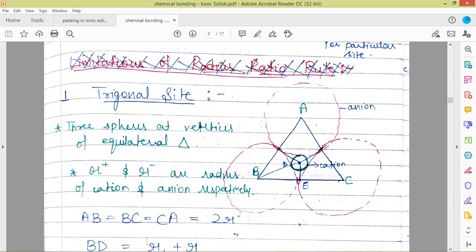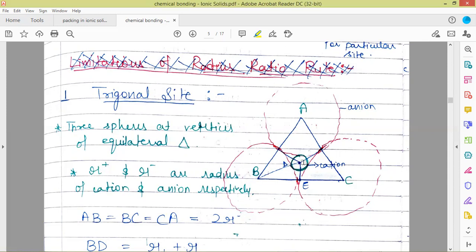BE is the radius, BD is also the radius. BE is the radius of anion, BD is the radius of cation plus the radius of anion. If you can see, this particular length, from this point to D point, is the radius of cation, and then the radius of anion is being added to it.